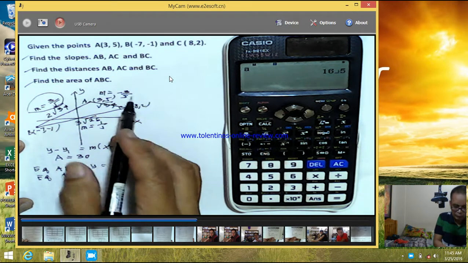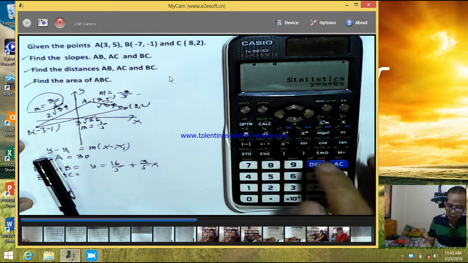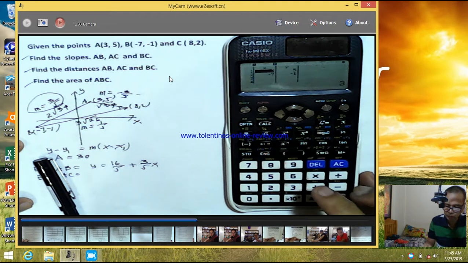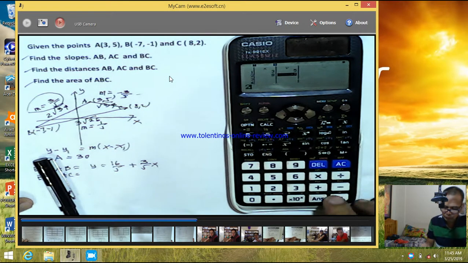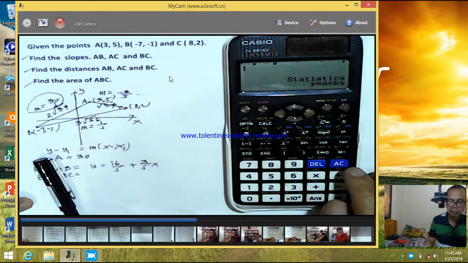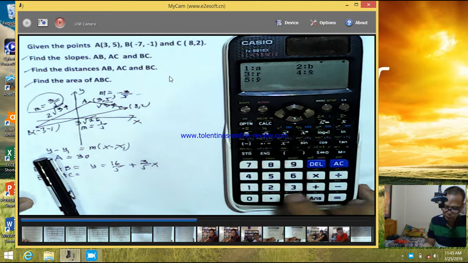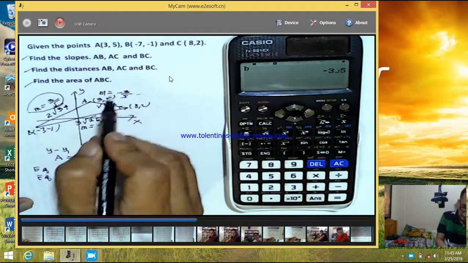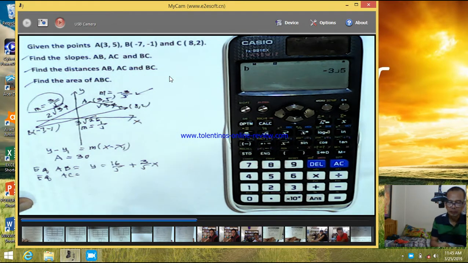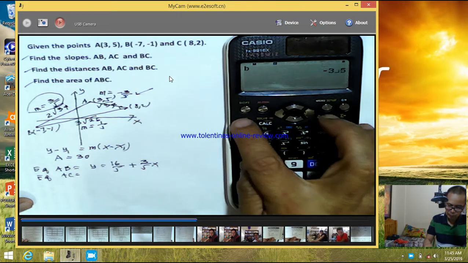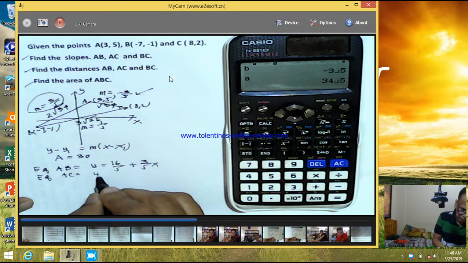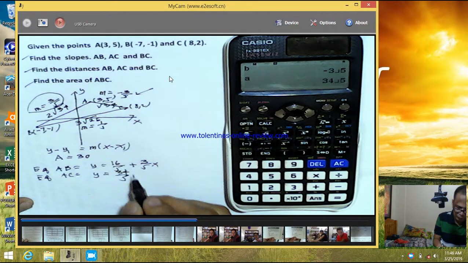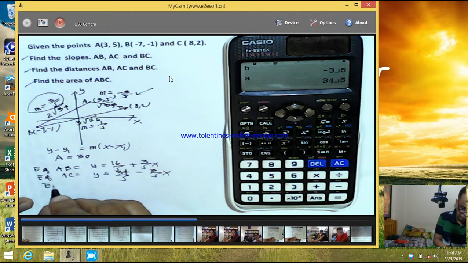Now, the equation of AC. Let's verify the slope. Let's edit the data: option, go to number 4, data. Let's input for AC 3, 5 and 8, 2. Let's verify the slope: options, 4, and then 2. That is negative 3/5, which verifies the slope. And then to get the y-intercept, options, 4, and then get 1A, that is 34/5. So y equals 34/5, and the slope is negative 3/5 x.